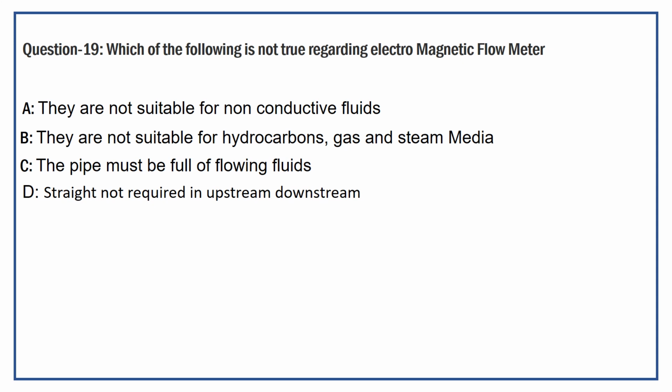Next question is, which of the following is not true regarding the electromagnetic flow meter? Option A, they are not suitable for non-conductive fluid. Option B, they are not suitable for hydrocarbon, gas and steam media. Option C, the pipe must be full of flowing fluid for proper measurement. Or option D, the straight run is not required in upstream and downstream.